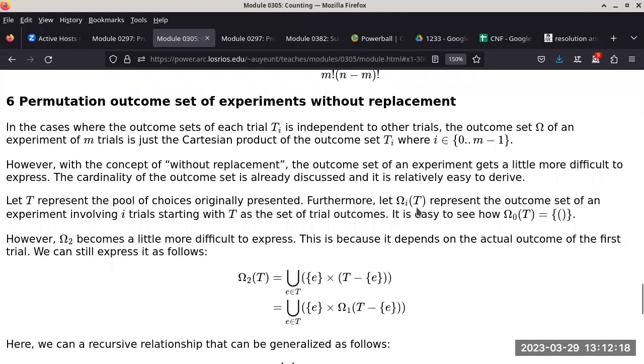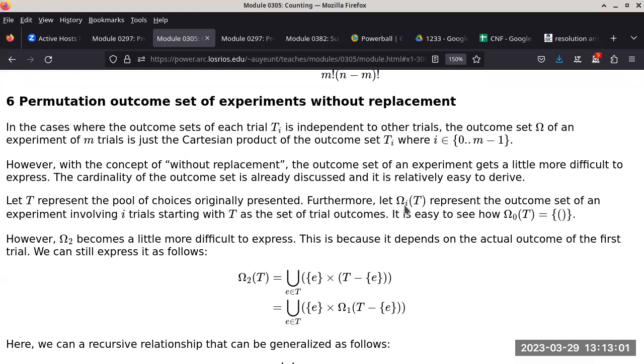We are going to use omega I to represent the outcome set of an experiment that has I trials. The first trial starts with the set T of outcomes, and we take one thing out of T for each trial without replacement. We want to know the outcome set of this experiment, and ordering is important in this case. Does everybody understand what omega I of T is representing? Yes or no? I can describe it again.